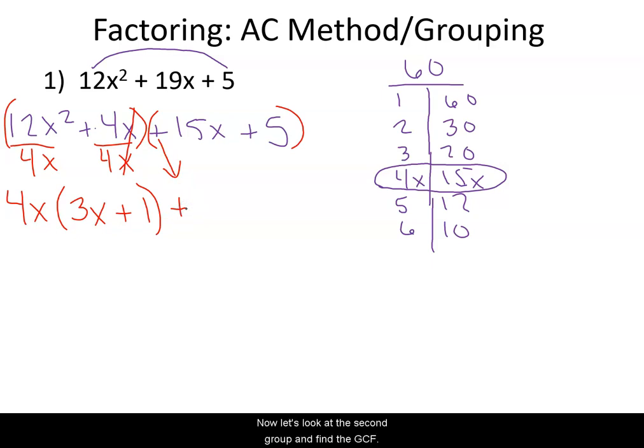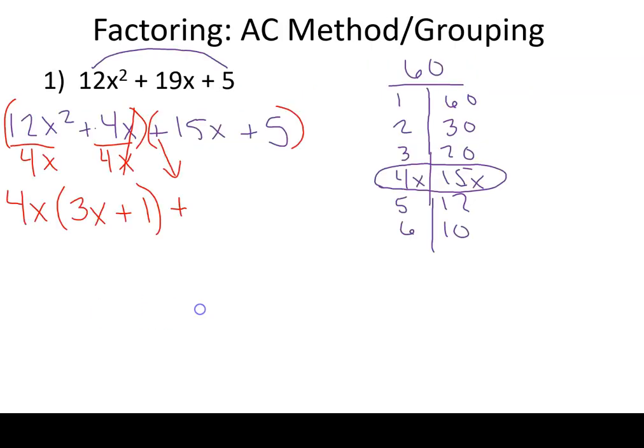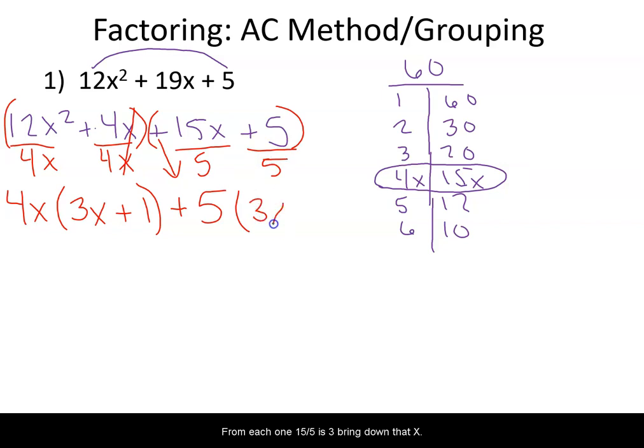Now let's look at the second group and find the GCF. 15 and 5. What is the highest number that can go into both? That is 5. So 5 on the outside. Now divide 5 from each one. 15 divided by 5 is 3. Bring down that x. 5 divided by 5 is 1. You always check, do your parentheses match? Yes, so if they match, then you bring 1 down.